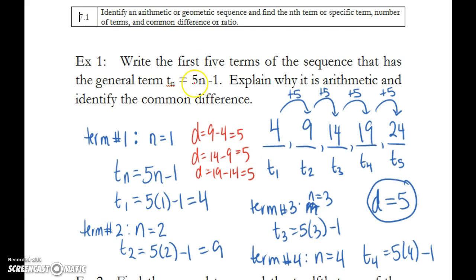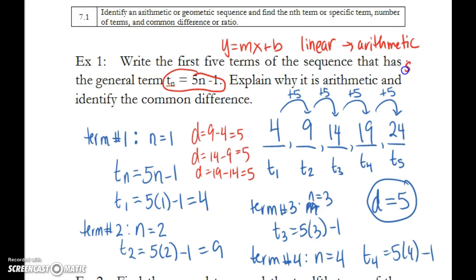Notice that our formula here is actually linear. It's in the form y equals mx plus b. Whenever it's linear, that's going to help us identify it as an arithmetic sequence. And furthermore, when it's linear, our slope is our common difference, d. So if you remember from algebra, our slope is m, which corresponds to 5 here. That's another way to identify the common difference, d.